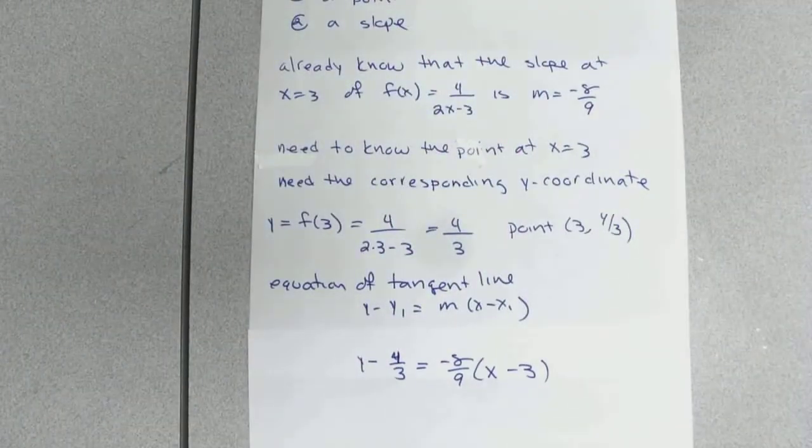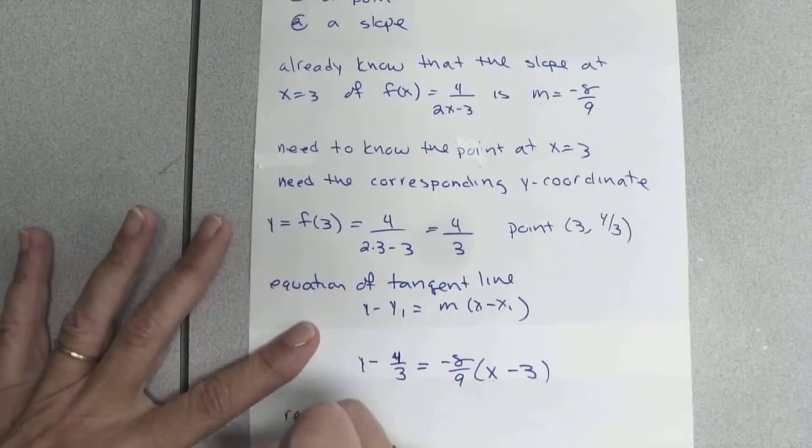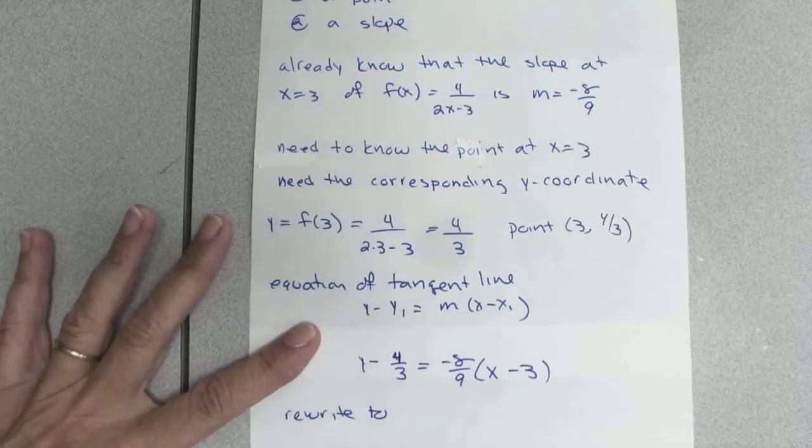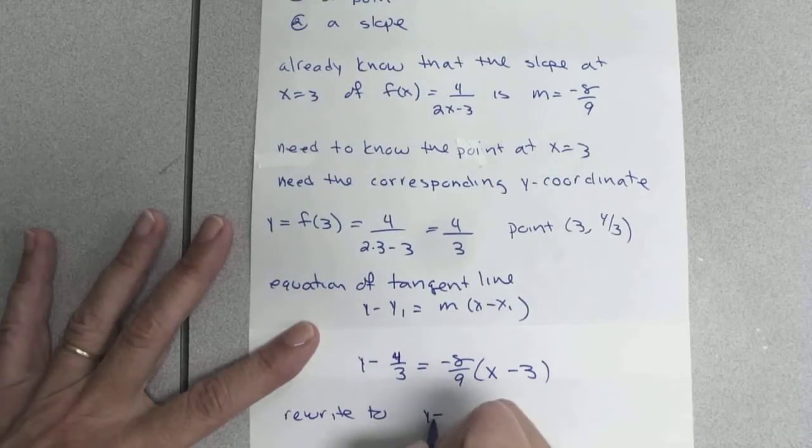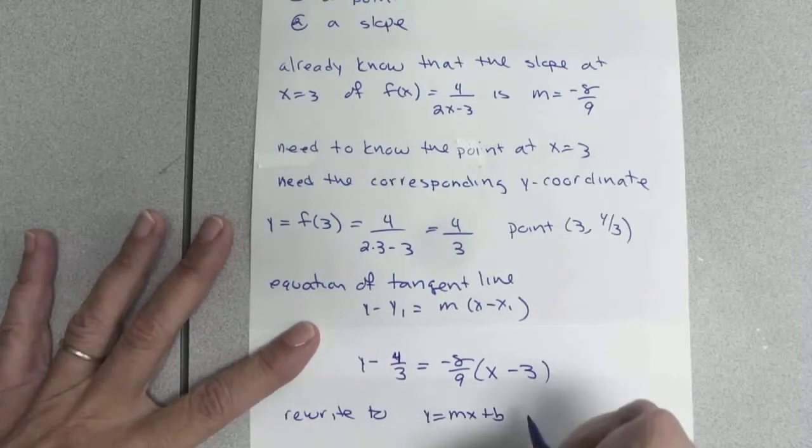And come test or quiz time, I will probably let you give me any correct form. But that's not a form we can easily check, and that probably is not the form that when you enter your answers into MyLab Math, the computer will accept. Generally, they want slope-intercept form, y equals mx plus b, so we're going to rewrite to y equals mx plus b, because that's probably what the computer will want, and that's a form that we will be able to check. So we're going to rewrite to slope-intercept form, y equals mx plus b.